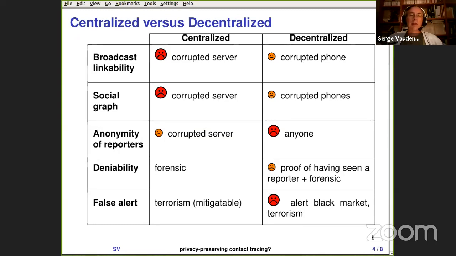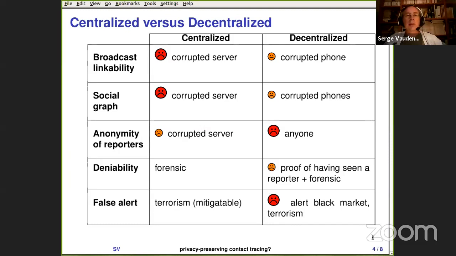We can also imagine some kind of terrorist attack where a group of people tries to create false alerts in the entire city. For that, in a decentralized system, it's pretty easy. They agree on the ephemeral identifiers they will be using, and they spread all these ephemeral identifiers around. They meet as many people as they can. And if someone gets sick in this group, the entire city will get alerted, will be considered at risk.